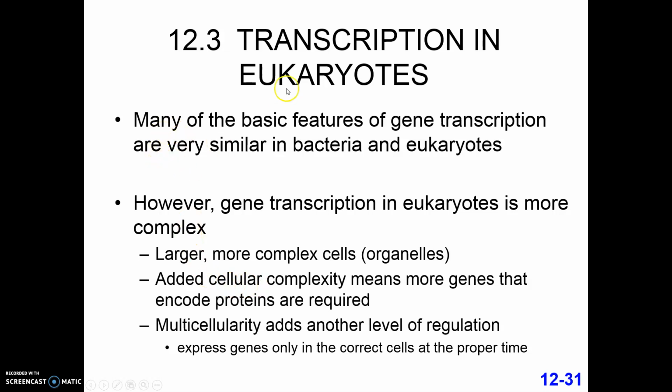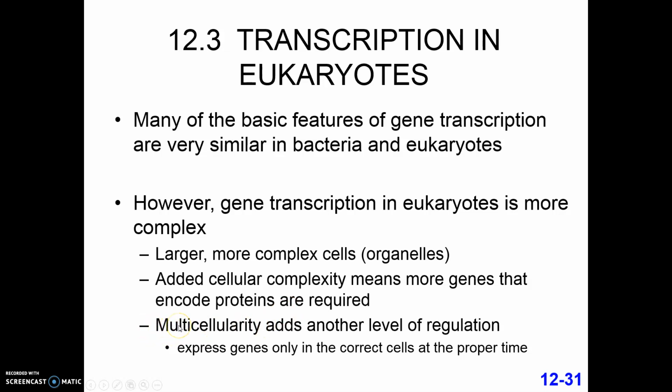So, many of the same features of gene transcription that we saw in bacteria are true in eukaryotes. However, what you need to remember is eukaryotes are much more complex. They're larger, complex cells, meaning that they have multiple organelles. This added complexity means that there are more genes that need to encode proteins, and that those genes need to be regulated in a particular fashion.